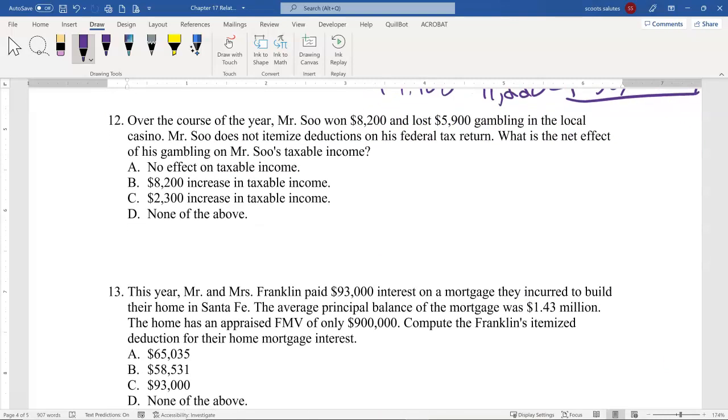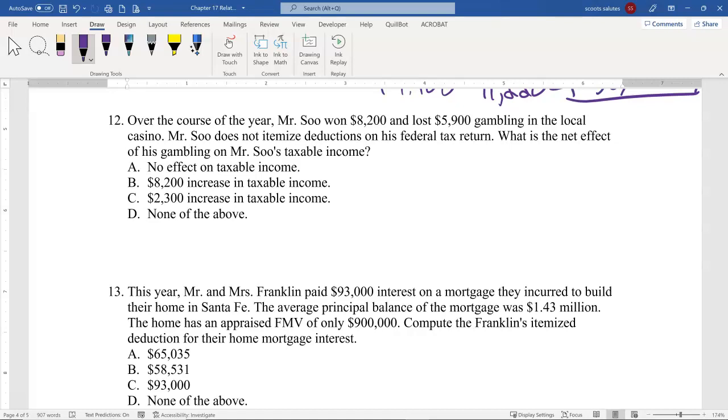Okay, so let's look at gambling winnings and losses. Over the course of the year, Mr. Sue won $8,200 and lost $5,900 gambling in the local casino. Mr. Sue does not itemize deductions on his federal tax return. What is the net effect of his gambling on Mr. Sue's taxable income? So there's a couple of keys here.